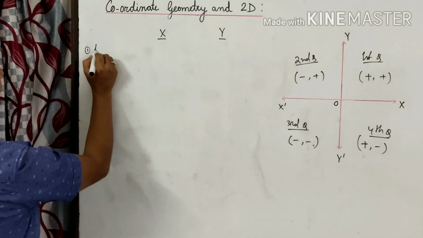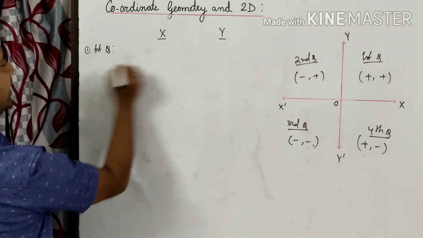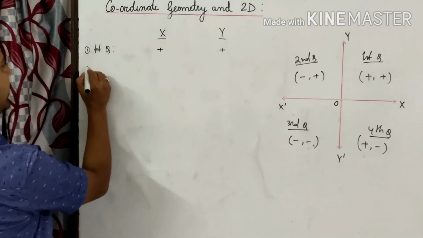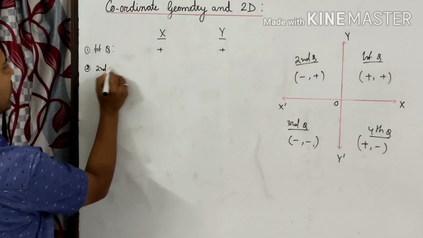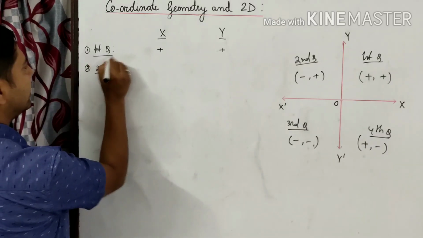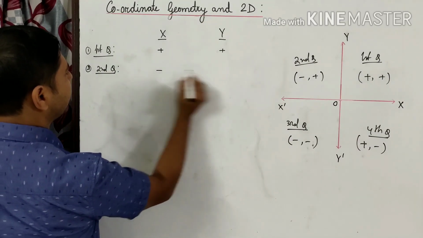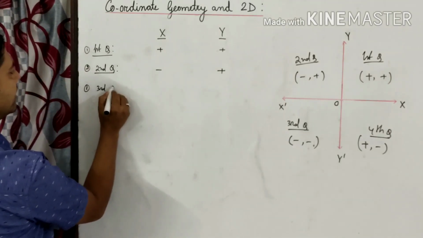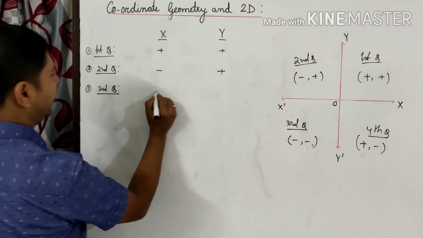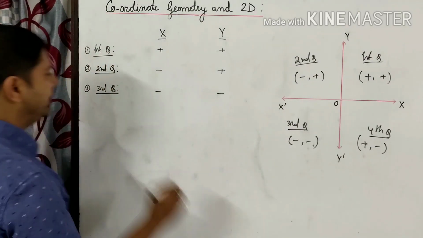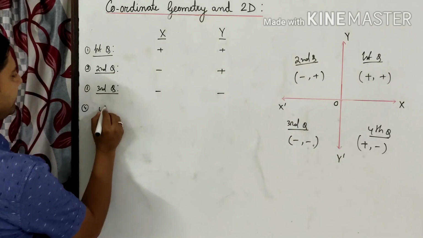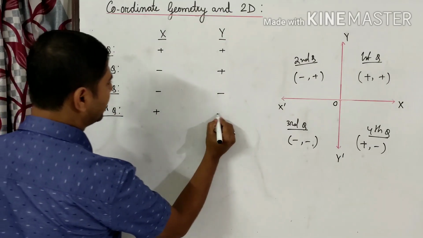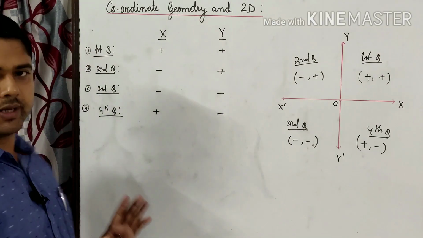In the first quadrant, x is positive and y is also positive. In the second quadrant, x is negative but y is positive. In the third quadrant, what do you find? X and y both are negative. In the fourth quadrant, x is positive but y is negative. These things we have.